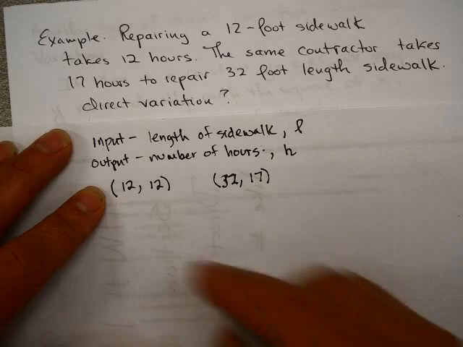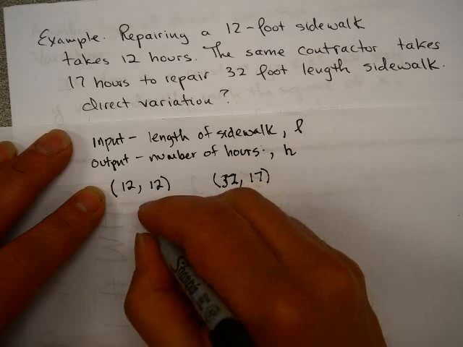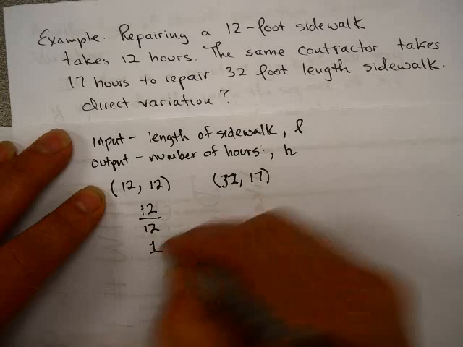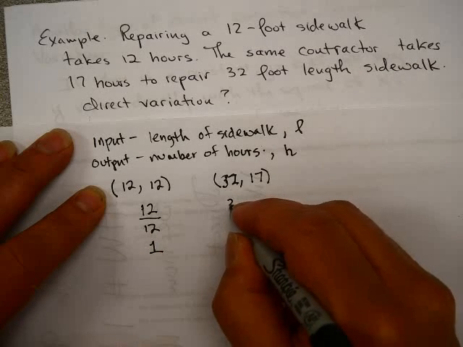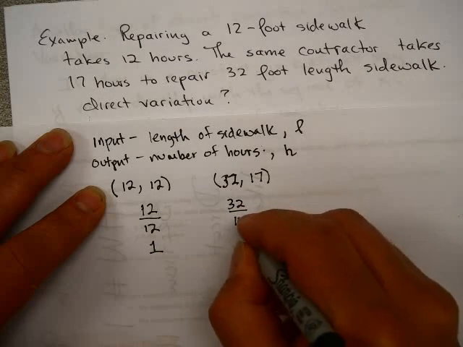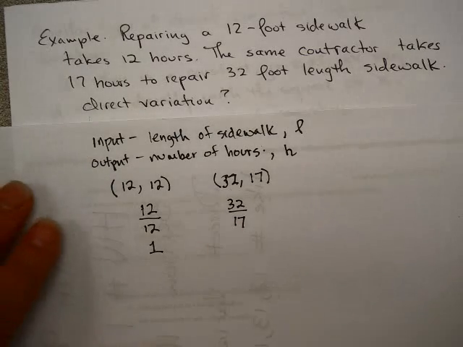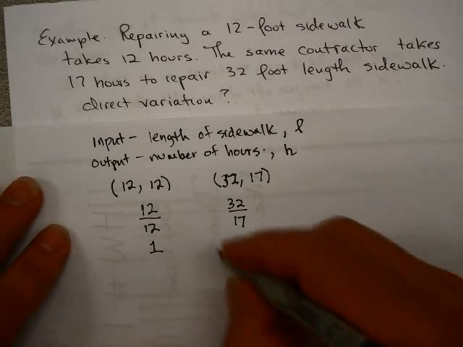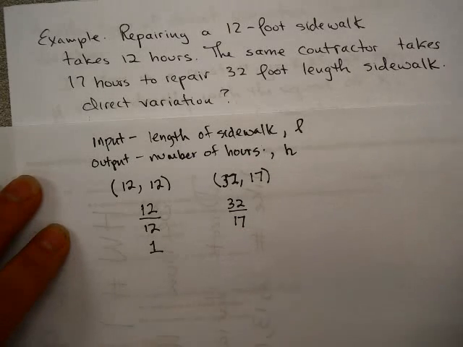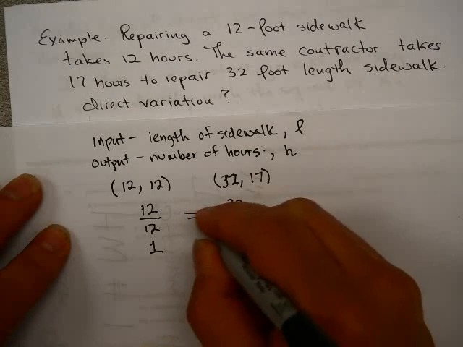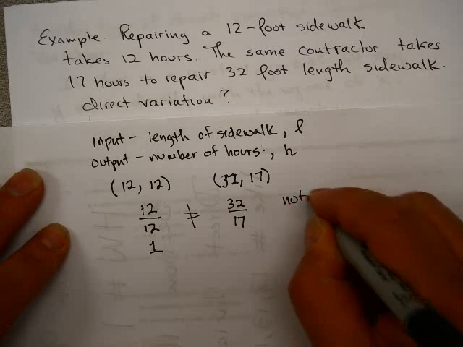Okay? So if I do that ratio again, 12 over 12 is clearly equal to 1, and 32 over 17 is not equal to 1, right? So 32 over 17 is something larger than 1, so that these are not equal. So this is not direct variation.